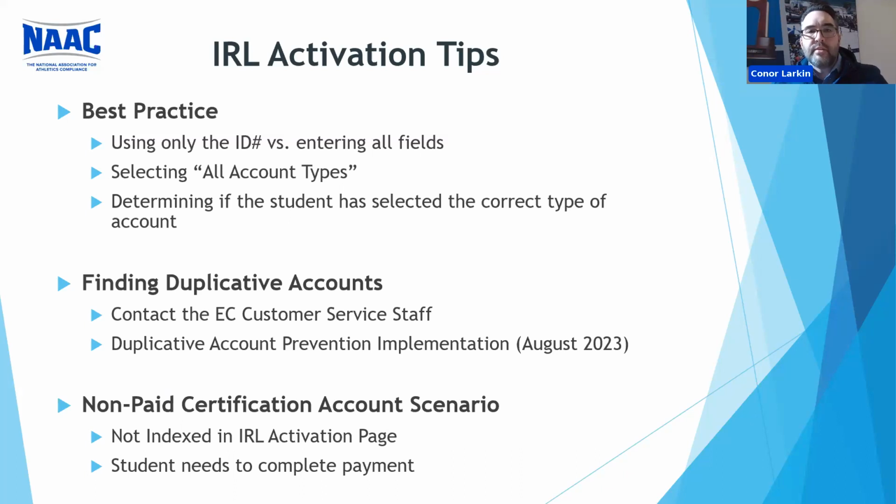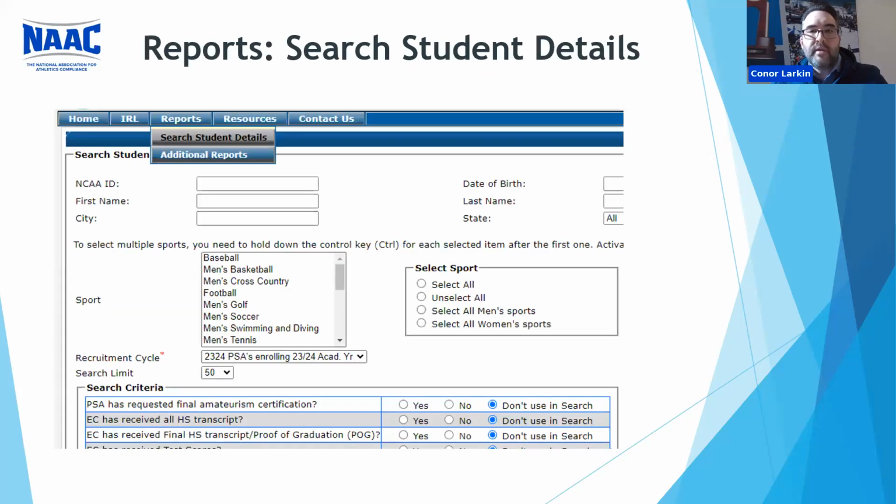Now that brings us to the next section, which is the search student details page. You've just activated the account, and the next step really is to crack open the account and dive into those details. Now, to do this, you'll select the Search Student Details option, which is located under the Reports tab, and enter the ID number you just activated, and then click the Search button at the bottom of that page.